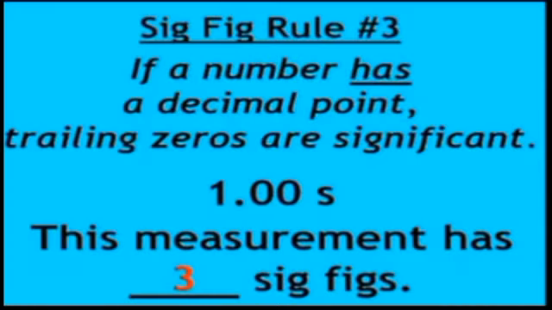Rule number 3: if a number has a decimal point, trailing zeros are significant. So what are trailing zeros? Trailing zeros are zeros that come after something. In this case, they are zeros that come after a decimal point. So a decimal point makes zero significant. Hence, in this measurement, we have three significant figures, which are your 1, your 0, and your 0.